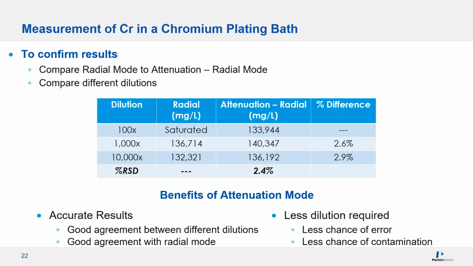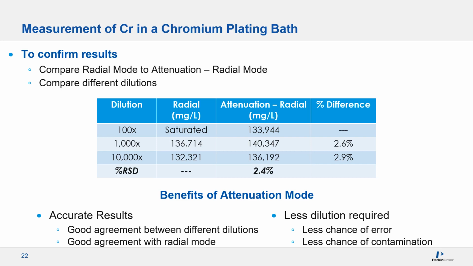So with the instrumental conditions, we performed the analysis. What we had to do was confirm the results. We were given unknown samples. We weren't told the concentration. We had to confirm that the data was correct. So what we did is we compared radial mode to attenuated radial mode, and we compared different dilution factors.